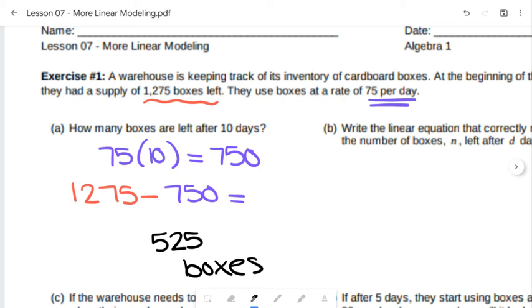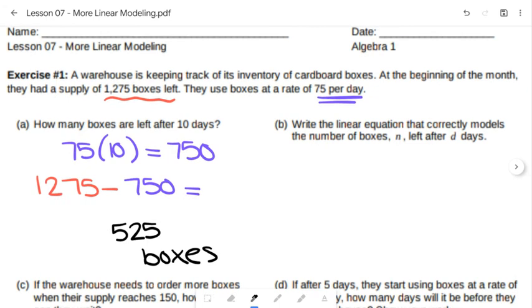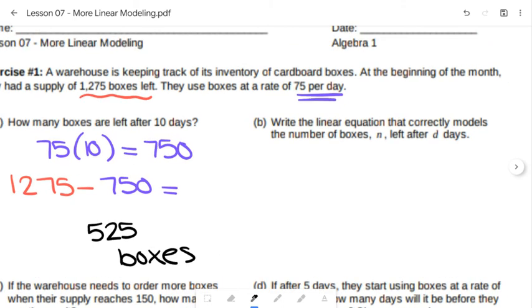Okay, so now what we're going to do is write a linear equation that models exactly what we just did. So we're saying that number of boxes is n left after d days. So this is a function in terms of days. So we know that the boxes is something that we are trying to compare. So that's going to be our output value, right? That's our y. So that's n equals.